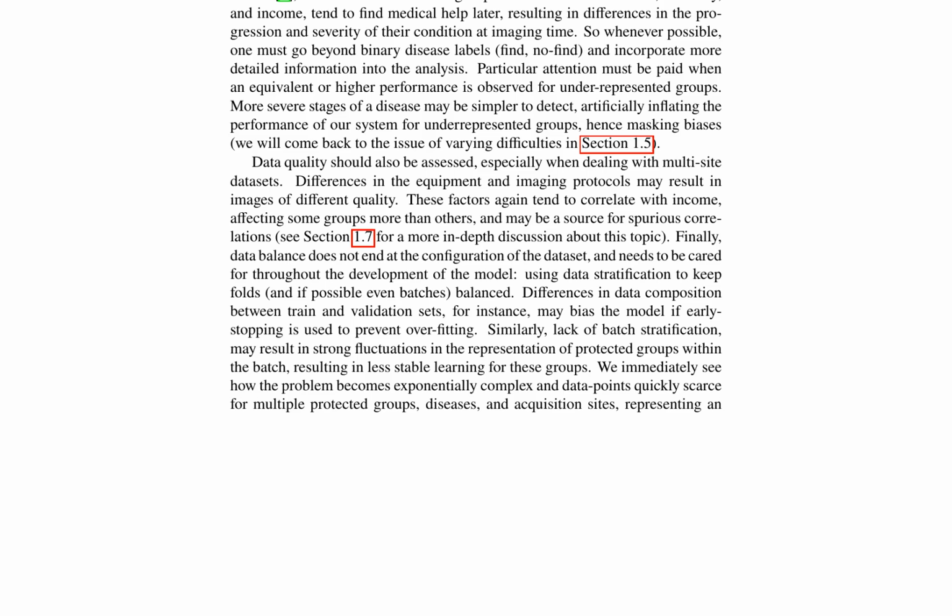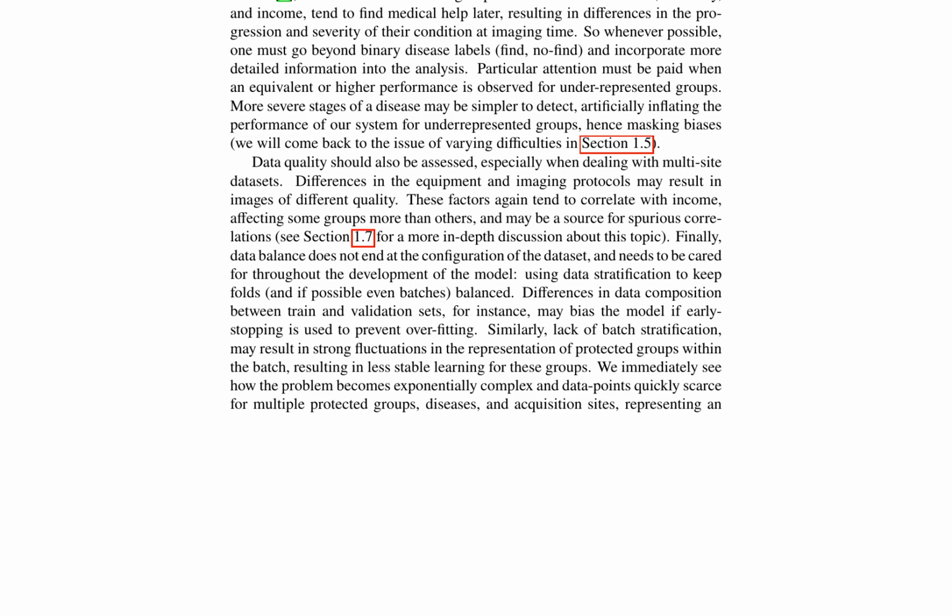For instance, social groups defined by race, ethnicity, and income tend to seek medical help later, resulting in differences in the progression and severity of their condition at imaging time. Moreover, data balance is crucial throughout the development of the model to prevent overfitting and ensure stable learning for all protected groups. Model bias can also arise from the choice of model class, complexity, regularization, and training strategy.